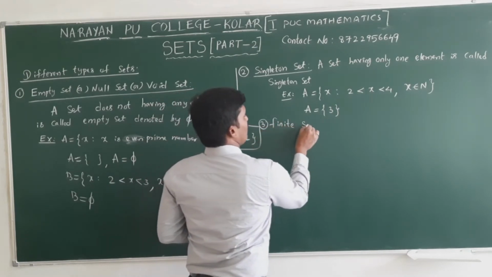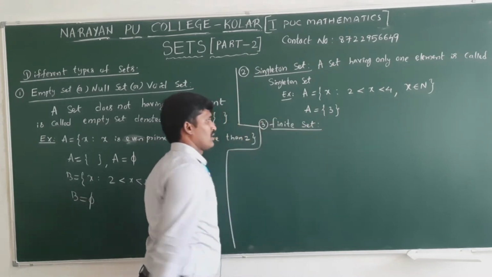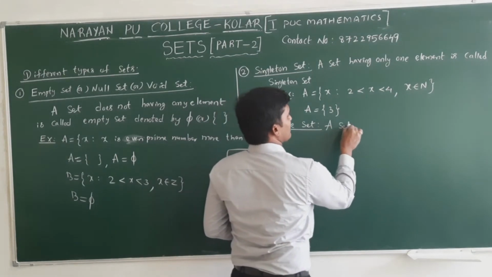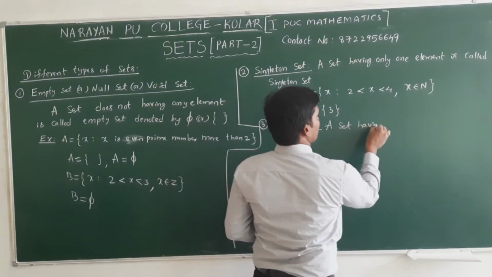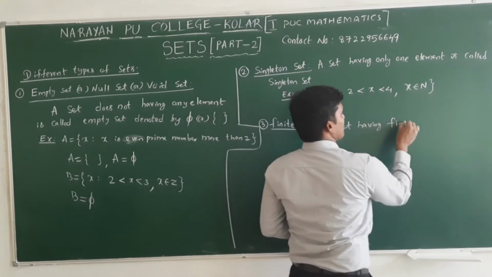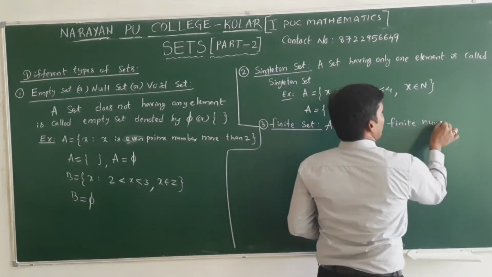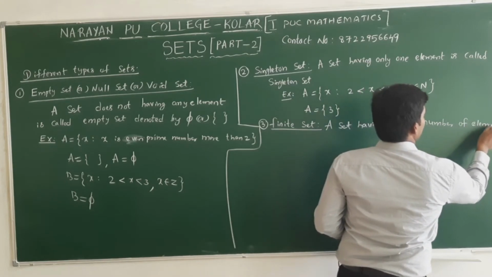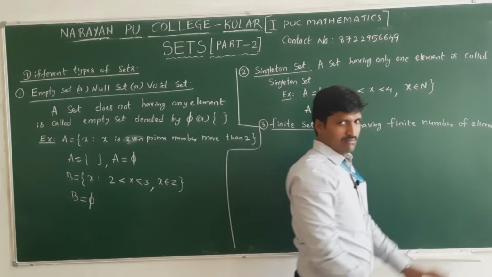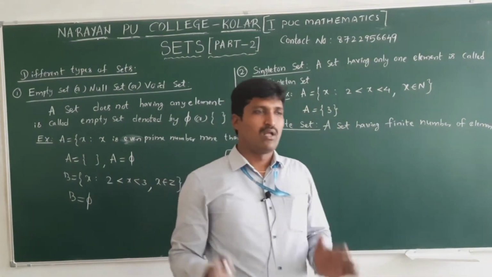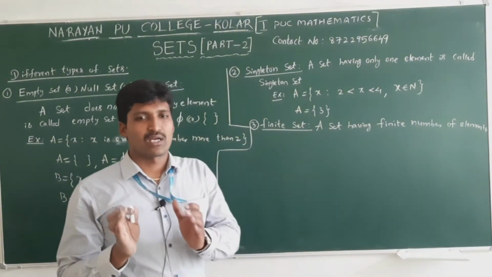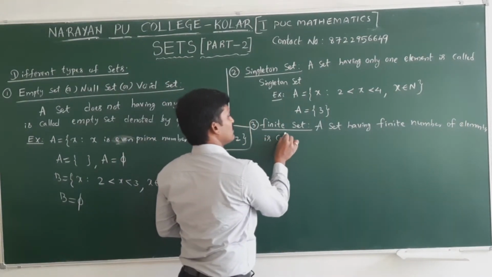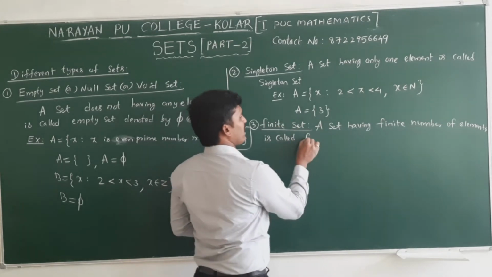Next, finite set. Finite set means a set having finite number of elements. Finite means it is countable. We can count how many elements are there in the set. A finite number of elements is called a finite set.